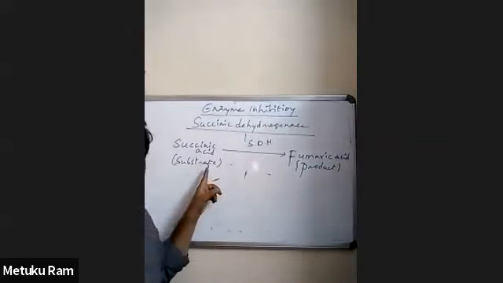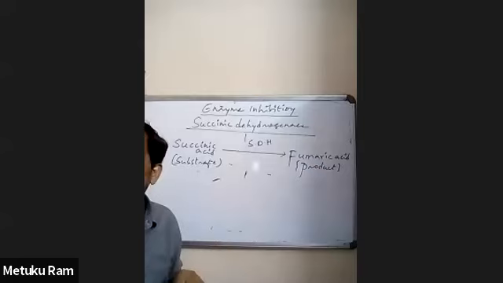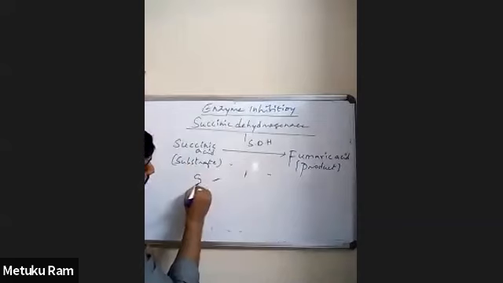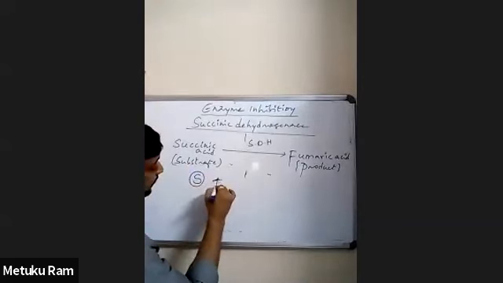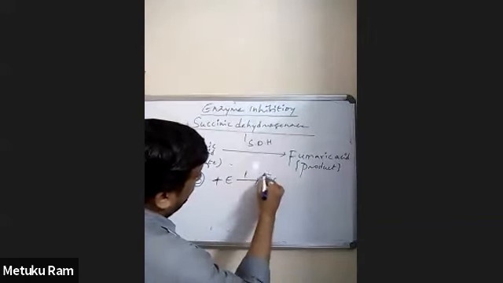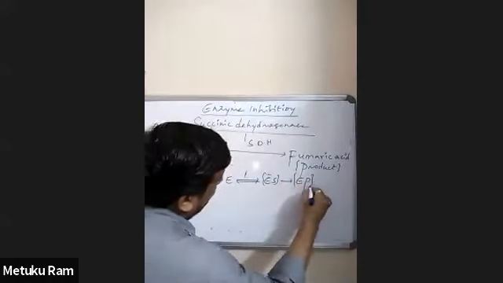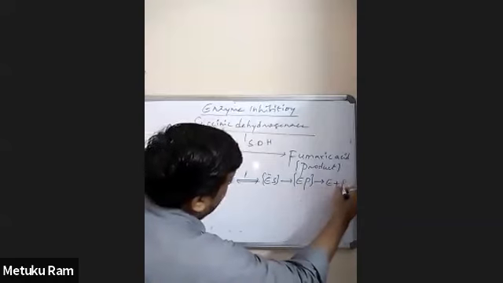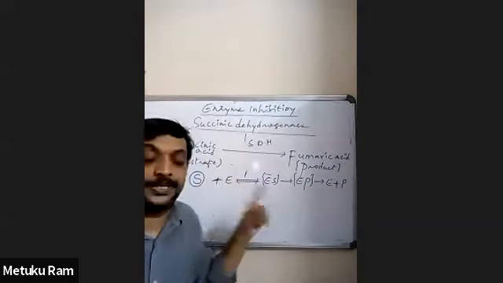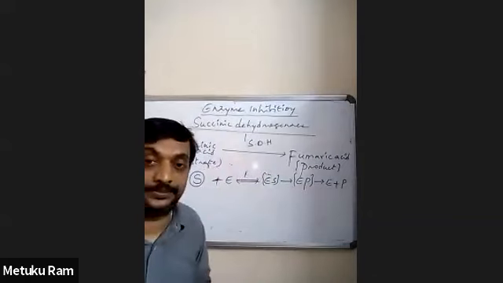Now here, succinic acid is the substrate. It combines with the enzyme and together forms the ES complex, then the EP complex, giving rise to enzyme plus product. This is like a normal enzyme catalysis where a substrate is converted into product. What is the substrate here? Succinic acid has been converted into fumaric acid.